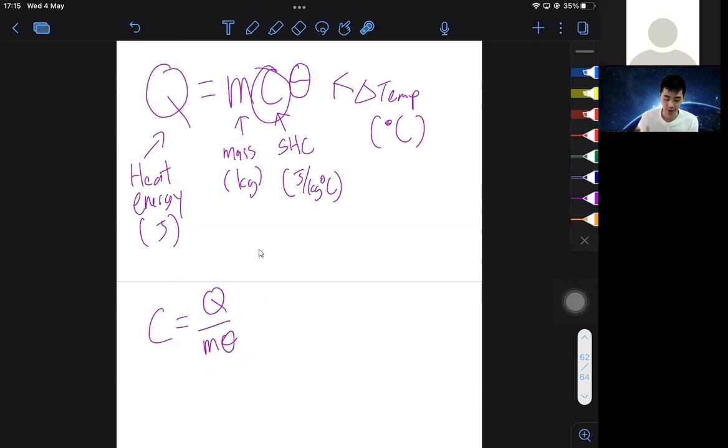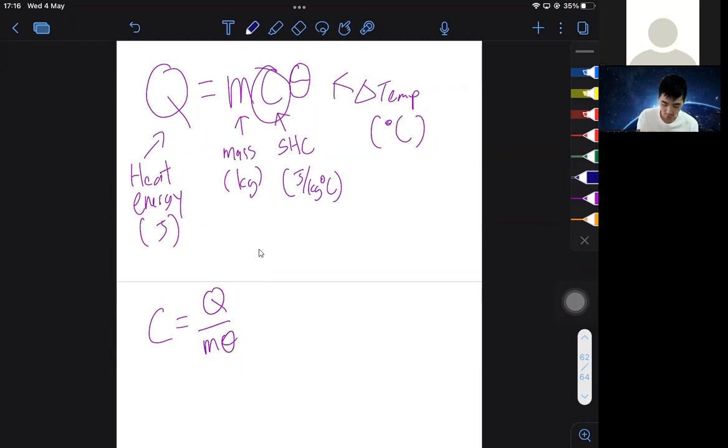I repeat, this is actually very important. Pay attention. Specific heat capacity is the amount of energy required to change 1 kg of a substance by 1 degree Celsius. Anyone didn't get that? Anyone wants me to repeat? Okay, super important. Everyone must know how to repeat this.